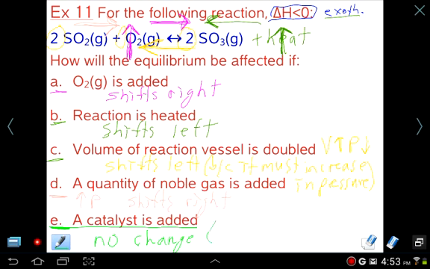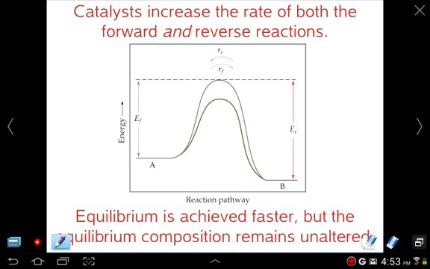You can say catalyst only affects rate. Even though catalysts are extremely important, they will not shift equilibrium. So hopefully this is a good overview of Le Chatelier's principle, and this is really the heart of this lesson. We're going to finish up, and here is a quick discussion of catalyst.